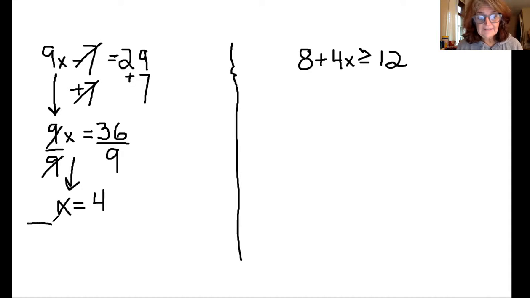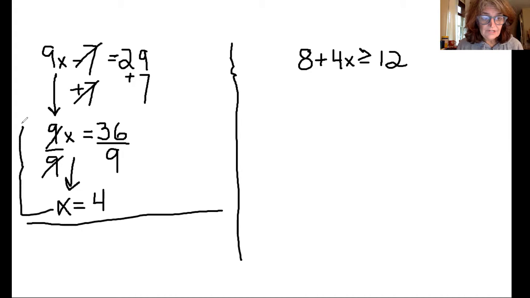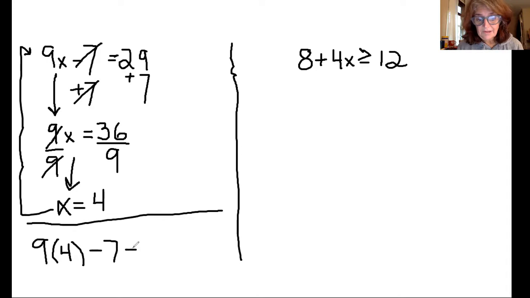Now, the way I can check that I have the right answer is I just go back to my original equation and I plug in 4. So 9, and I use 4 for x. So times 4. And now I'm going to subtract 7. Still sticking with my original equation, is 29. Okay? There we go. So 9 times 4 is 36. 36 minus 7 is indeed 29.